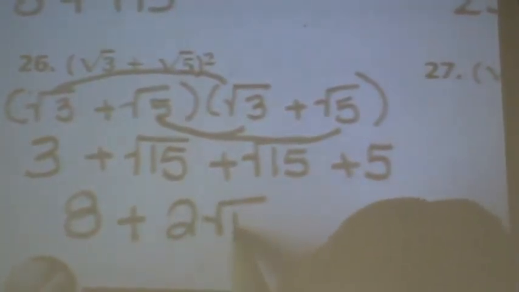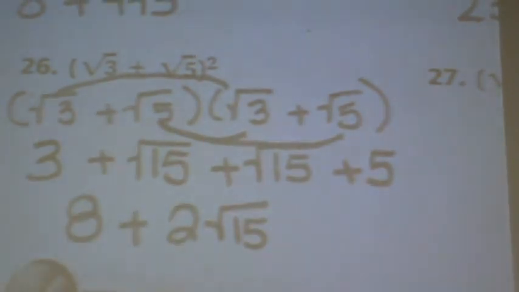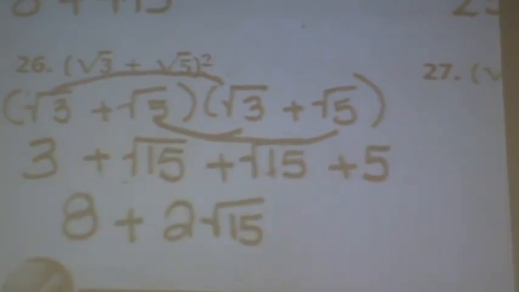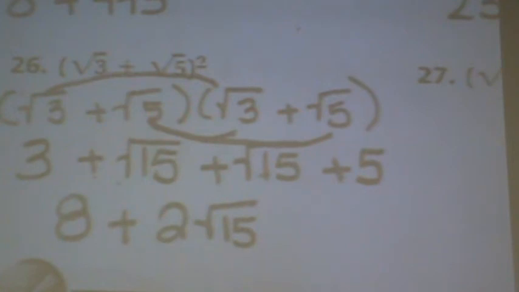2 root 15. Because you have 1 of each, 1 and 1 is 2.